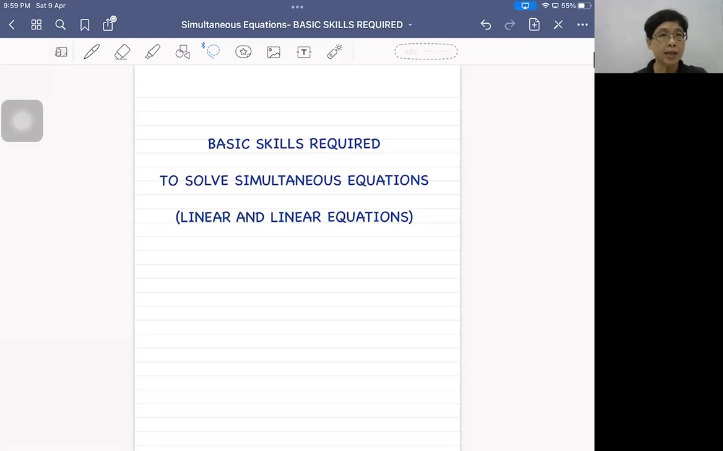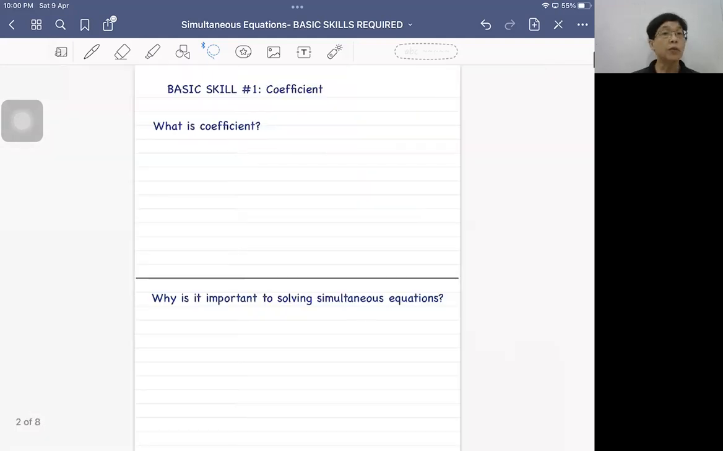What I intend to do with this video is to provide the few basic skills that are required for learners, or anyone who is interested or required to solve simultaneous equations. The context of simultaneous equations that we are talking about here is equations that involve two linear equations. Let's move on.